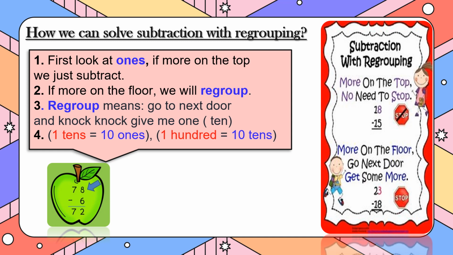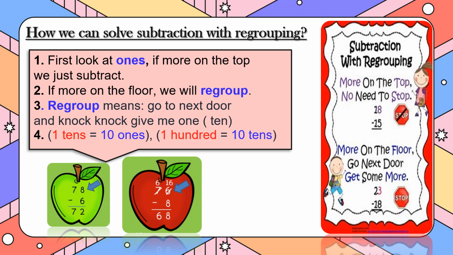For example, the first one, 78 minus 6. Let's start with ones. 8 minus 6. Do we have more on the top? Yes, more on the top. No need to stop. So we will just subtract. 8 minus 6, count from small number to big number. After 6, 7, 8, 2 fingers. 7 minus nothing, so it will be 7.